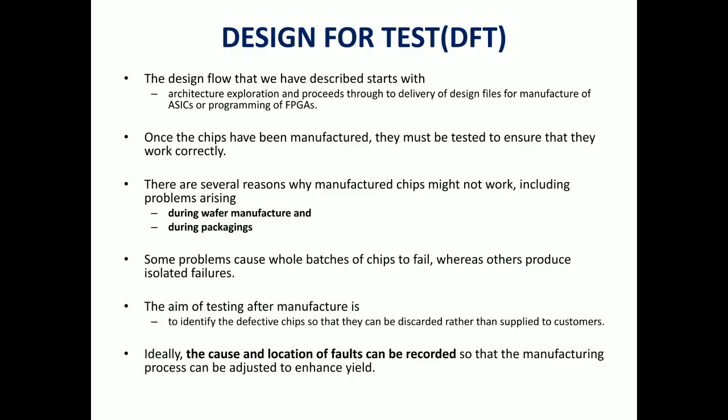We have seen the design flow and we have seen the different design optimization requirements. In that, we started from requirements until we went to the manufacture and testing phase. The design flow we have described starts with the requirements, architectural exploration, and proceeds step by step, one by one, till it reaches the manufacturing stage. That manufacturing stage is nothing but IC manufacturing. That may be an ASIC or it may be an FPGA. Once the IC chips have been manufactured, they must be tested.